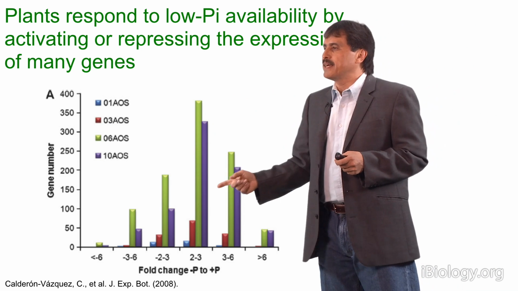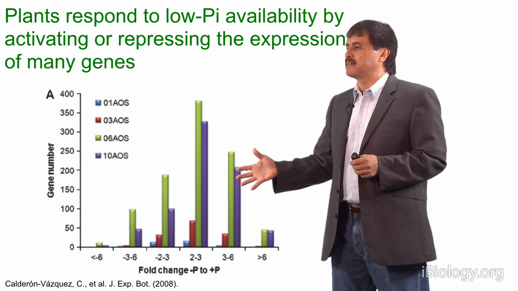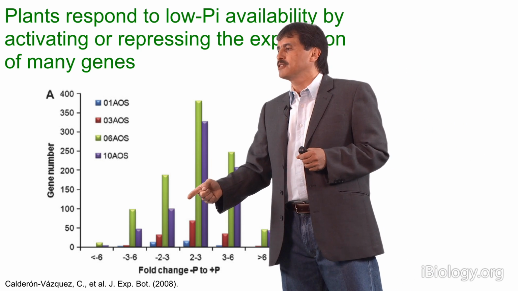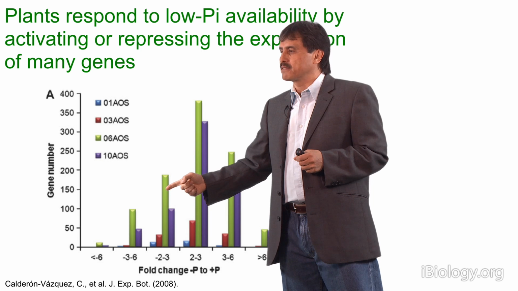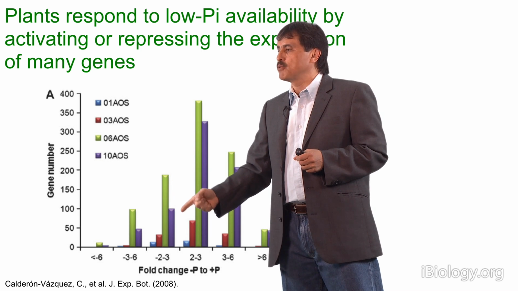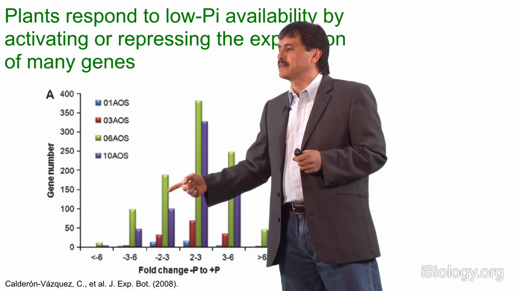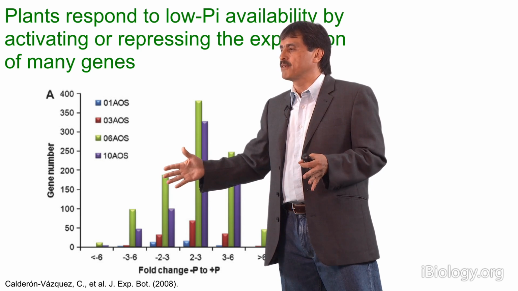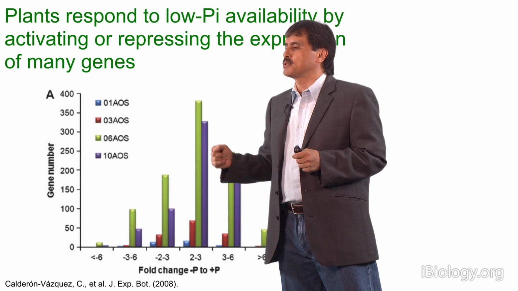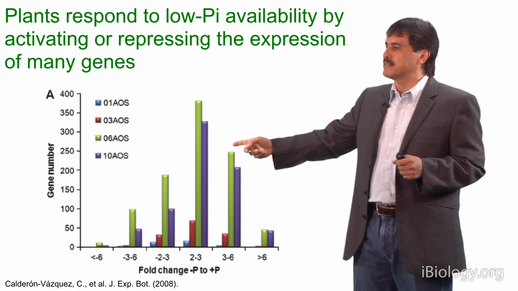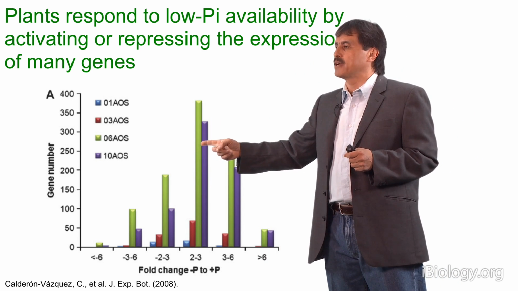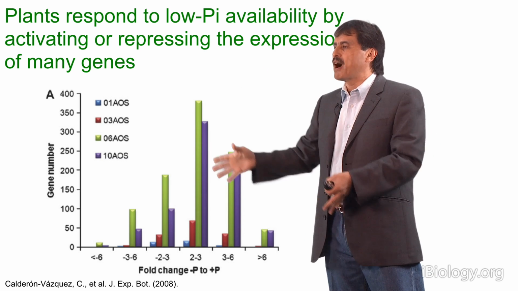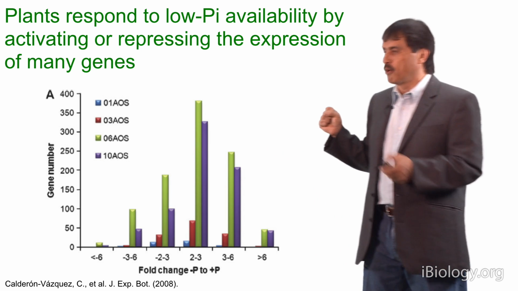So you can see here, for instance, how many genes are activated when a plant is exposed to phosphate deprivation. There are hundreds of genes that are repressed, that, depending upon the time of exposure to low phosphate, increases. So it decreases, for instance, from 1 day of exposure to 10 days of exposure, the number of genes that are repressed, but a larger number of genes are actually activated. So this increase in genes that are activated depends on how long the plant has been exposed to low phosphate.